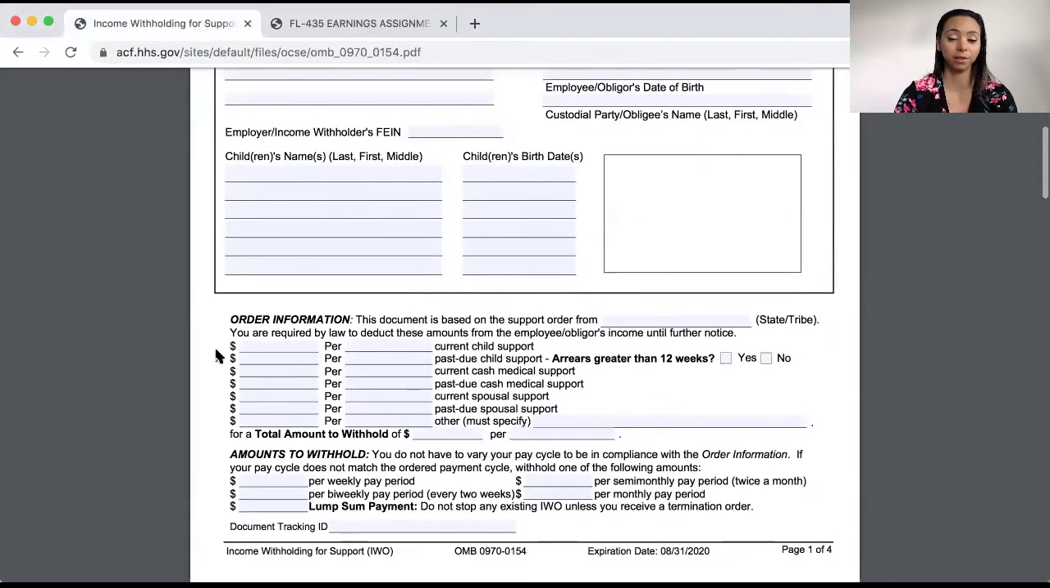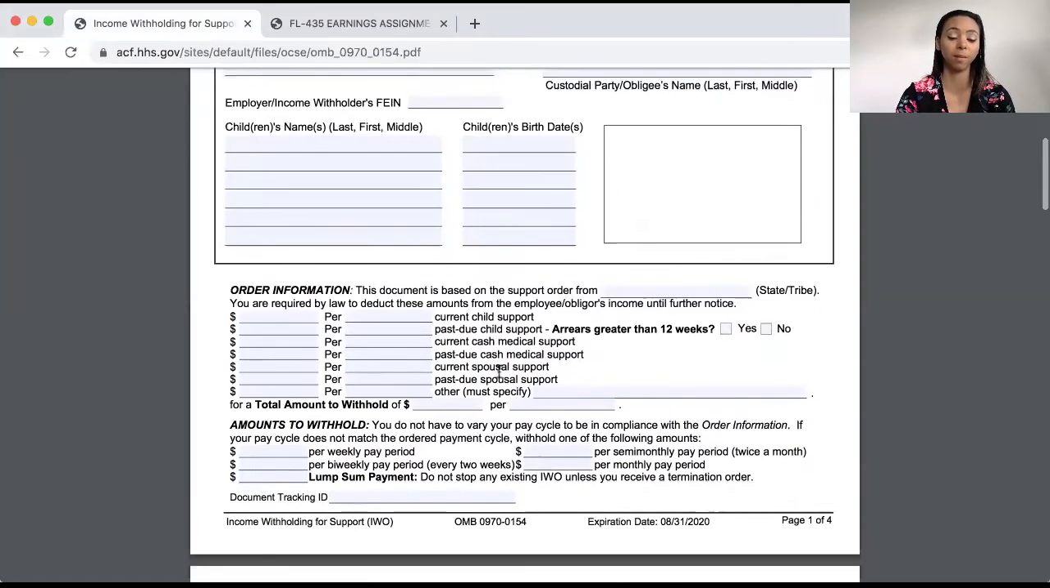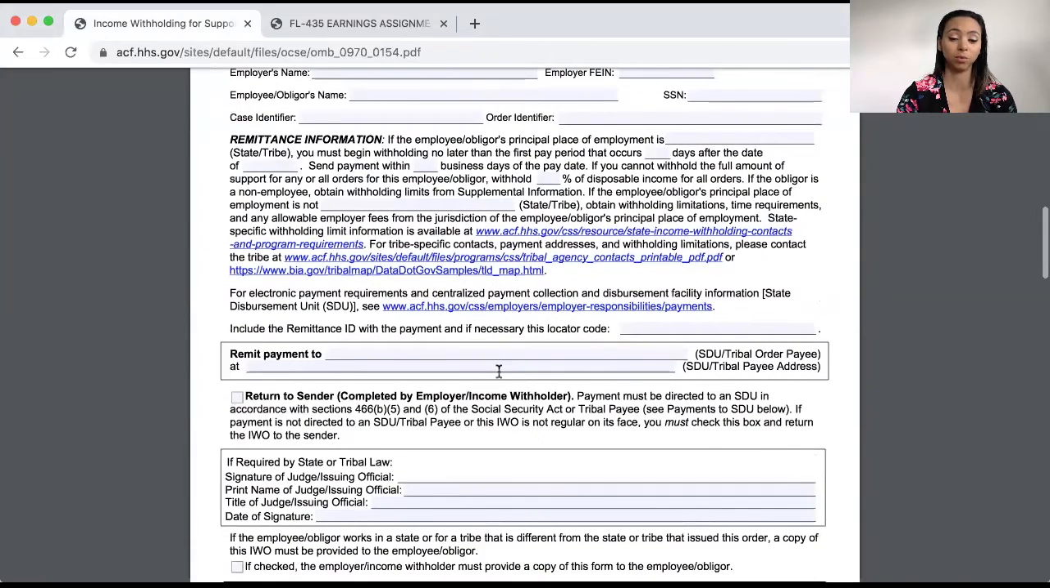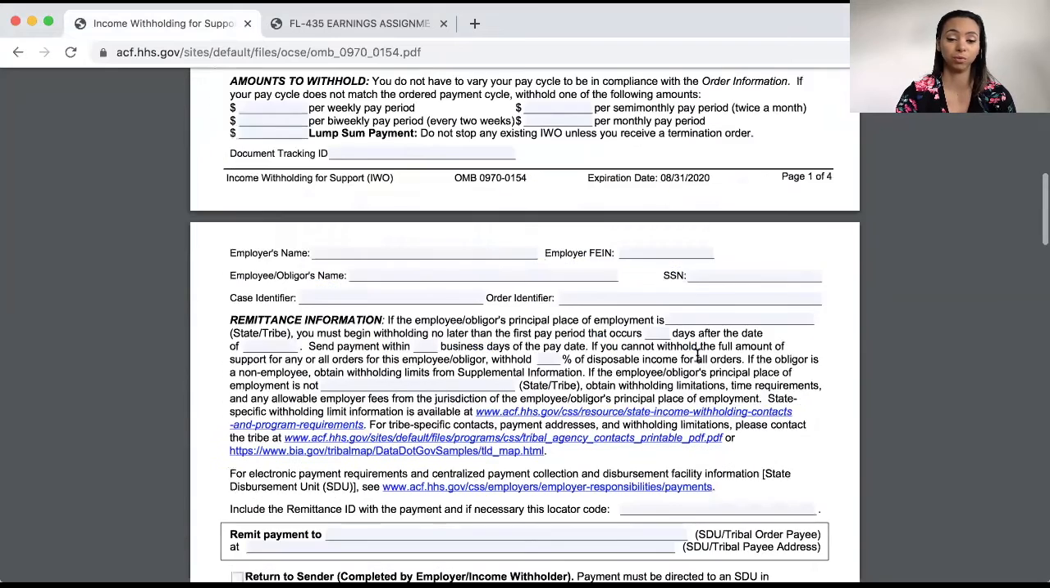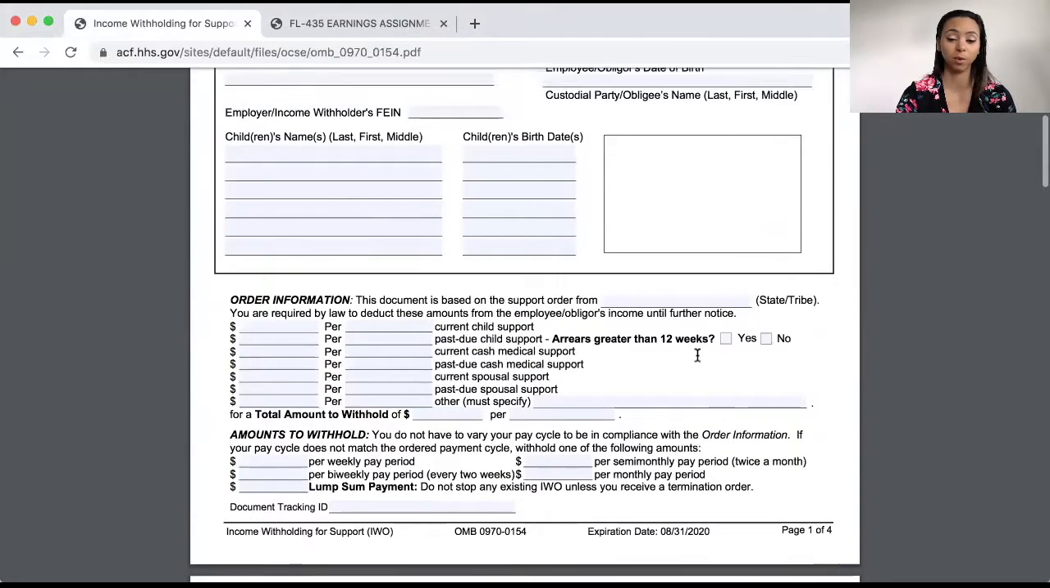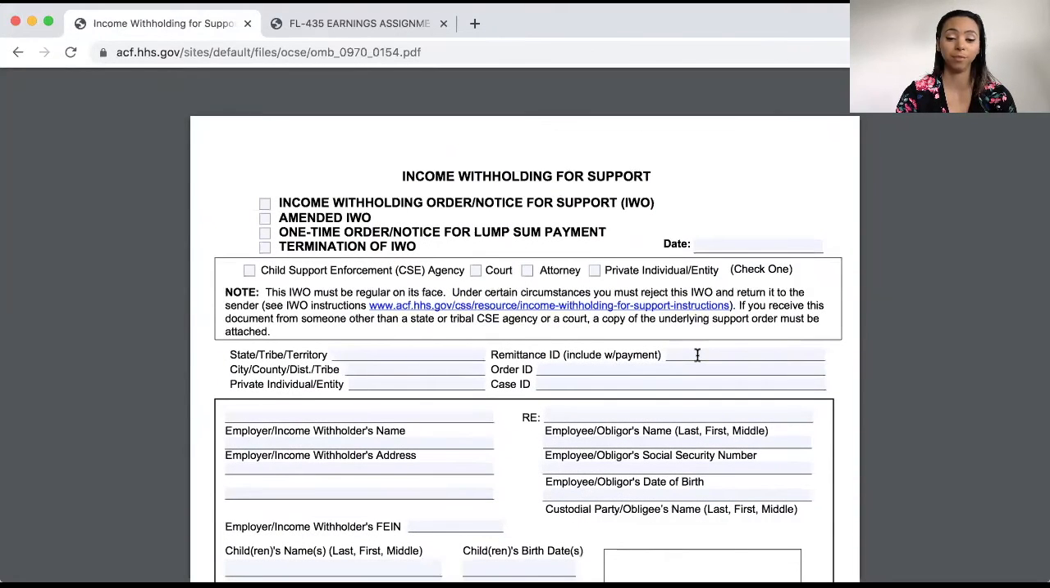And then there's the income withholding for support. Like I stated earlier, it has the current child support as well as the spousal support. There are also other forms of support that you could be receiving by using this form, and this form does require that it go to the state disbursement unit in order for you to collect the child support. The other party pays the child support through the state disbursement unit, and the state disbursement unit keeps track of the funds that are being received and sends that to you.